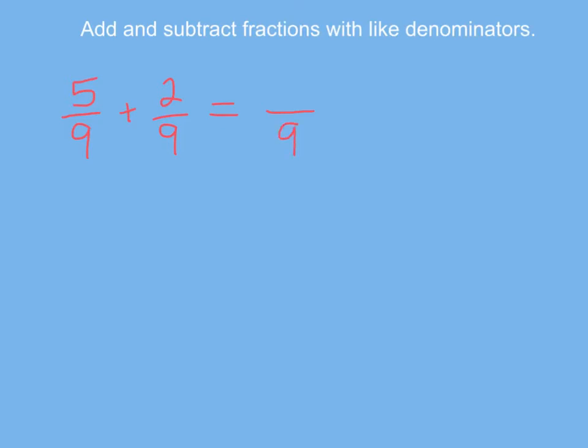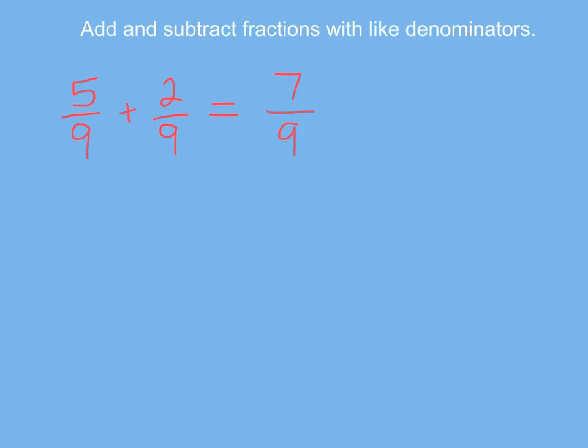Okay? Some people make the mistake and they add these two. Okay? And they say, oh, my answer's got to be 18ths. No, I'm putting 5/9 together with 2/9. So what I do is I add the 5 and the 2, and that gives me 7/9.